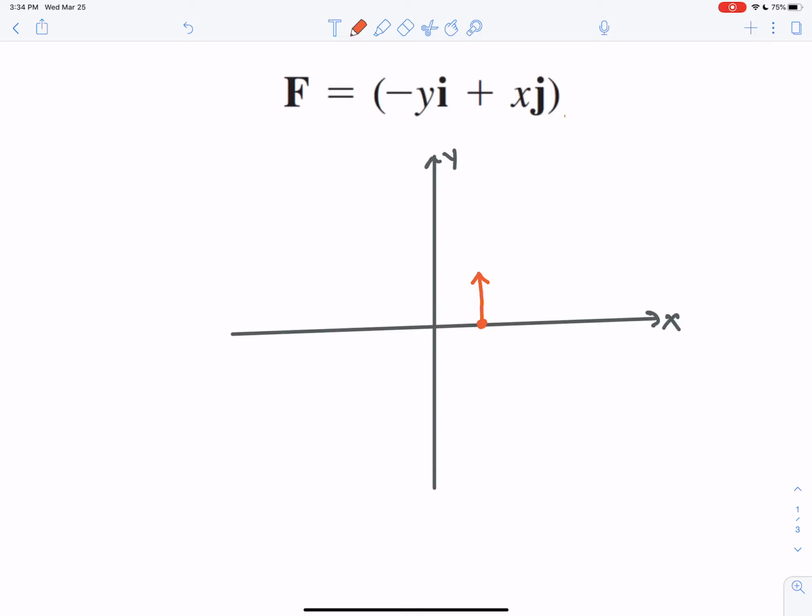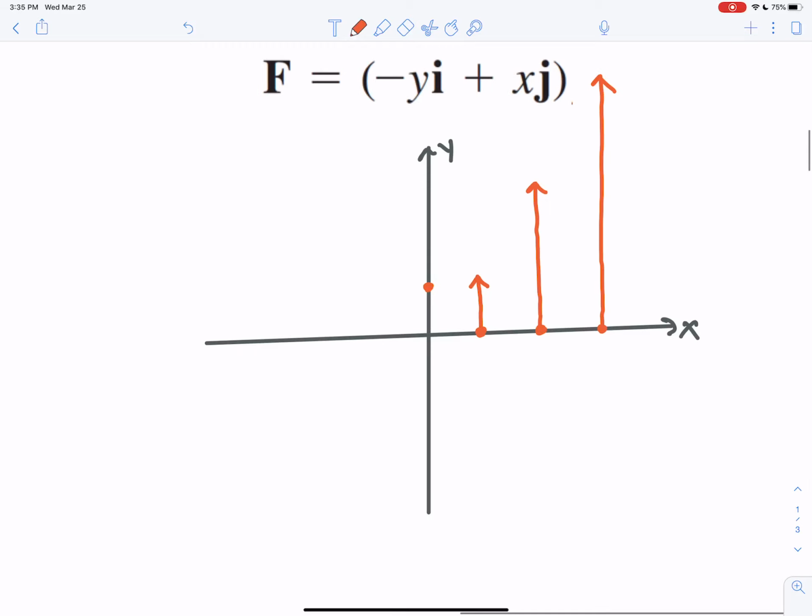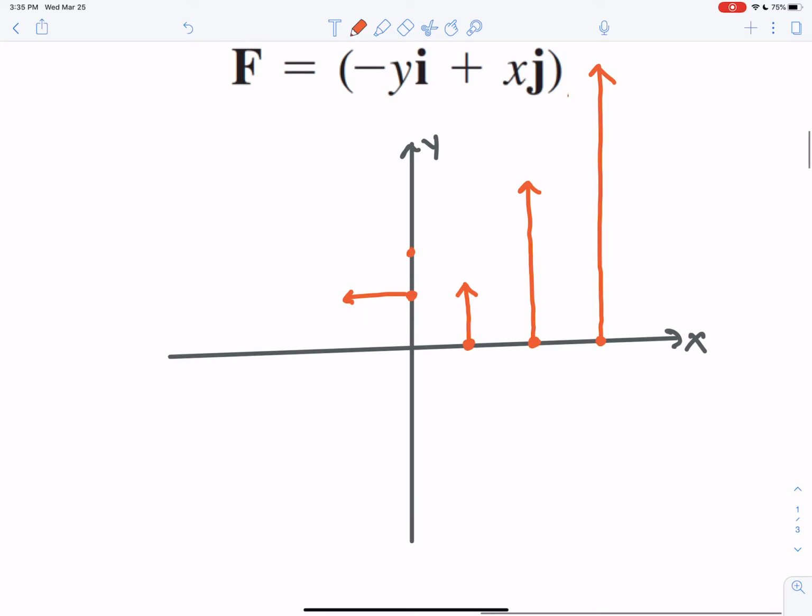Let's try the point 2, 0. So in this case, we have 0i plus 2j. So now this one's twice the length. And now we can try 3, 0. So 3, 0 would be the similar idea, 3 times the length. Right, so something like that. We can try the point 0, 1. So now it's going to be negative 1 in the i direction plus 0j. So that looks something like that. And this is a similar idea that as you get away from the origin, they're just going to get longer proportional to that component. So it'll look something like that.